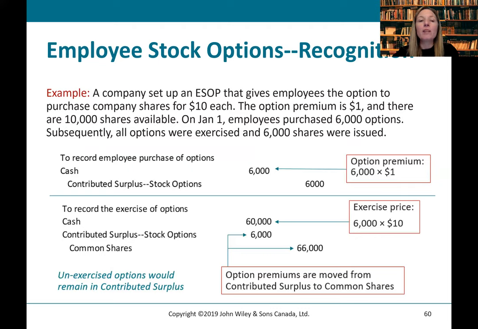So to record the employee purchase of options, it's going to be 6,000 shares times the $1 premium. So the company is going to record debit cash, credit contributed surplus stock options. And when the options are exercised, they're going to record debit cash, 60,000, because now they have 6,000 times 10, or 6,000 shares times $10. They're going to clear out the contributed surplus stock options, and they're going to record 66,000 through common shares to reflect the additional equity that was issued now to the employees.